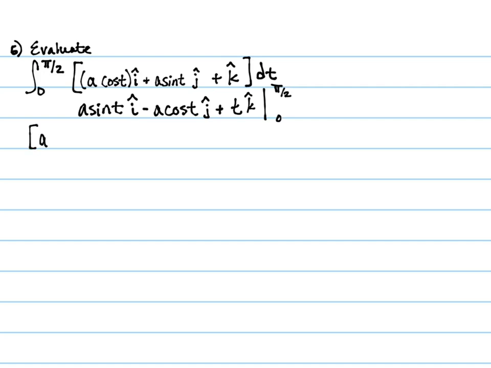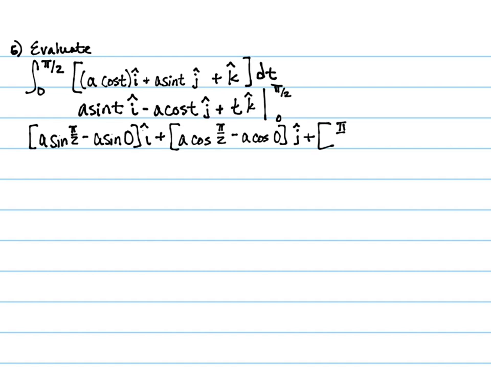So this is a times the sine of pi halves minus a times the sine of 0, times i, plus negative a cosine of pi halves minus a cosine of 0, j, plus pi halves minus 0. Did I miss one? Yes, I was meaning to leave that negative out here. That's what I meant to do. So let me put that negative out there. You can distribute it through if you wish. And we will soon.